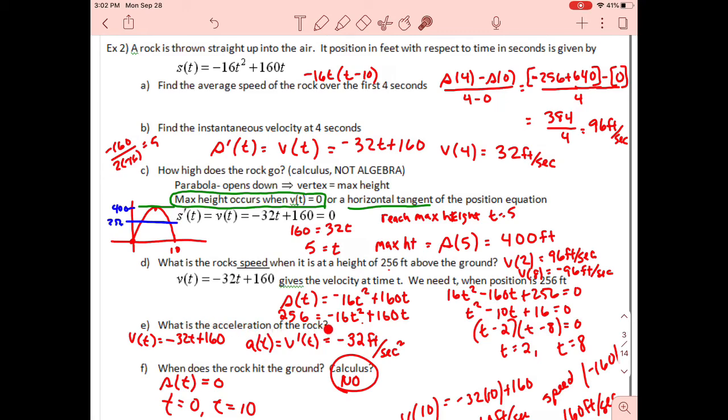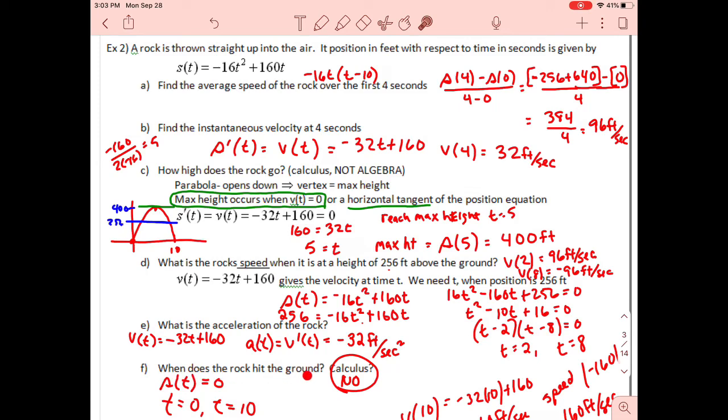What is the acceleration of the rock? Well, v of t is negative 32t plus 160, so a of t is going to be simply v prime of t, which is negative 32 feet per second squared. And of course, we know that's the acceleration due to gravity on Earth.